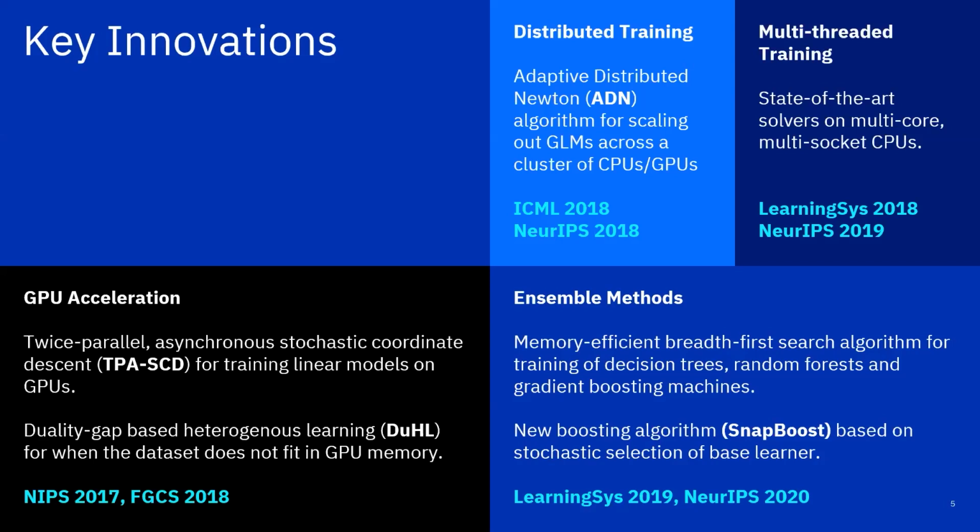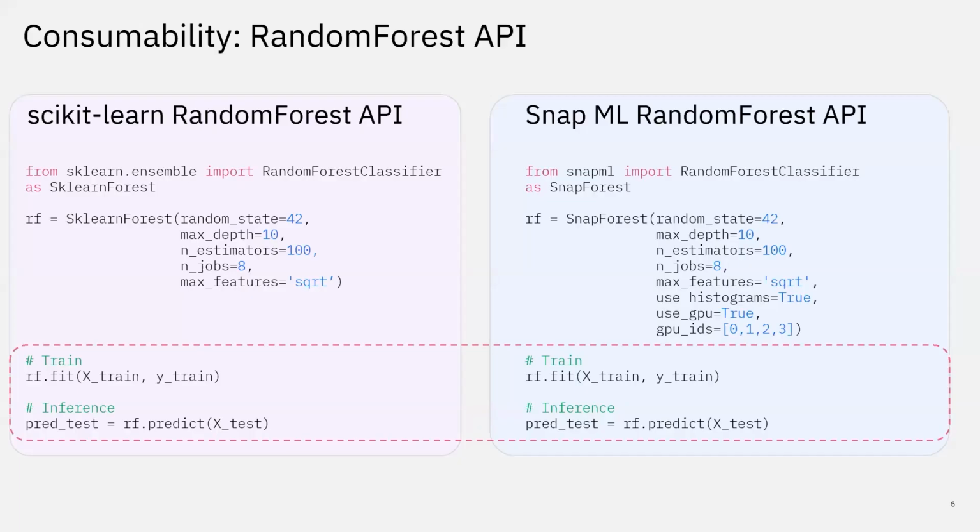Okay, next chart, please. Okay, so this is a little bit about the API. So we can show you how SnapML is used. So in this example, we compare training and evaluating a random forest on the left-hand side with scikit-learn, and on the right-hand side with SnapML. So you see, aside from the import, things look very similar.